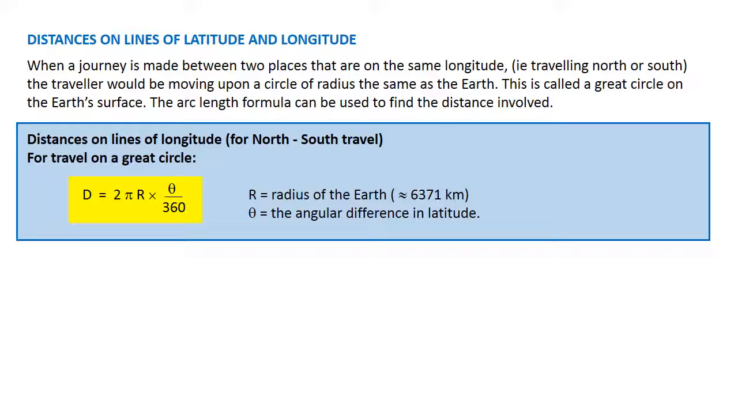So we use d equals 2 pi r times theta over 360. In this formula, r is the radius of the Earth and theta is the angular difference in latitude. Let's see how it works in an example.